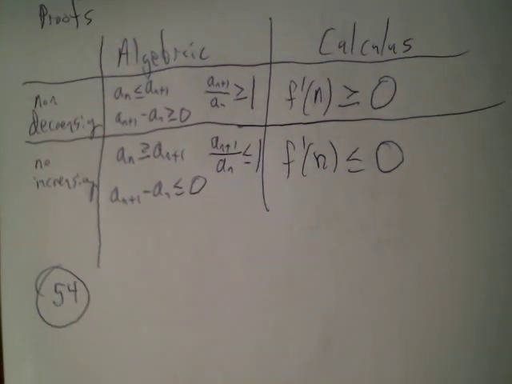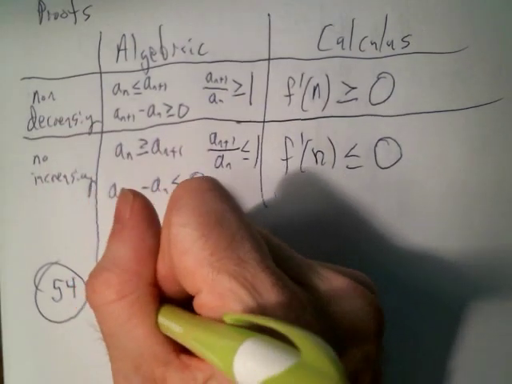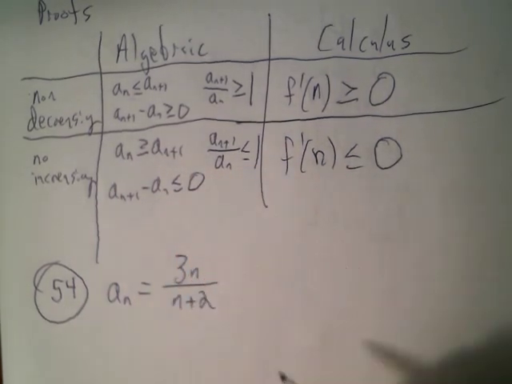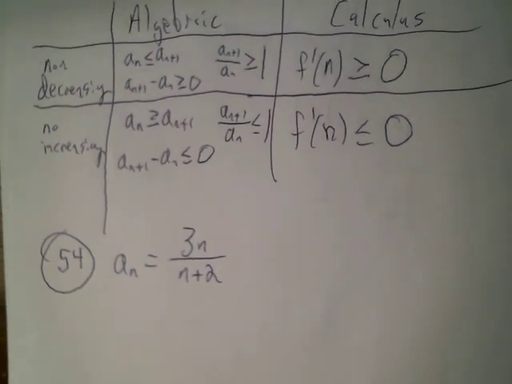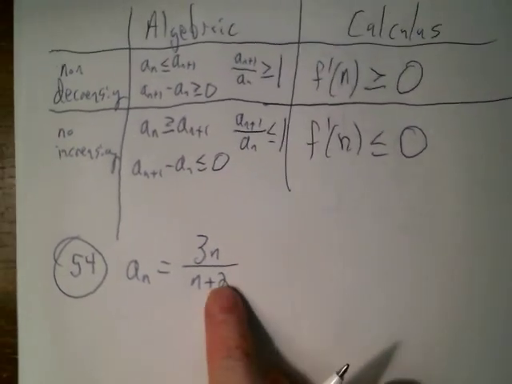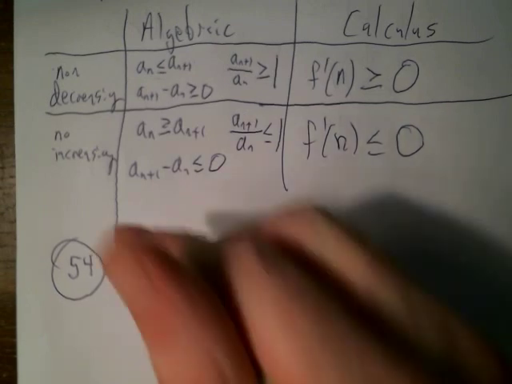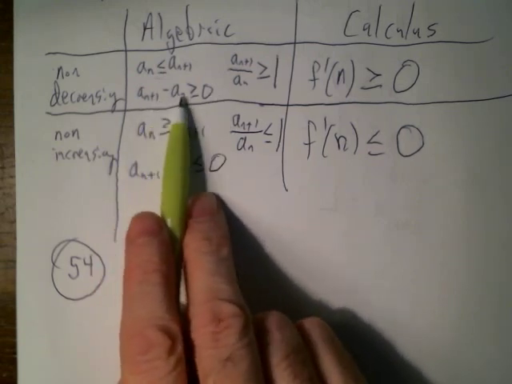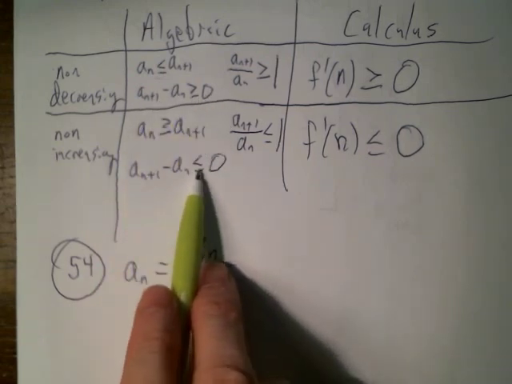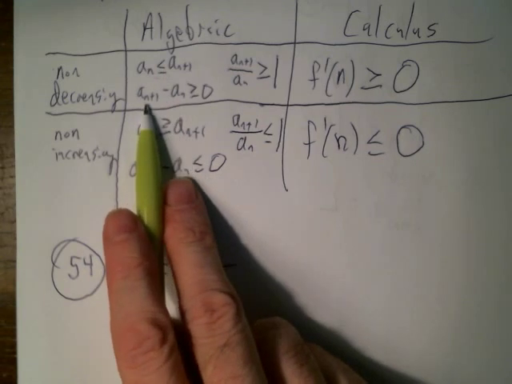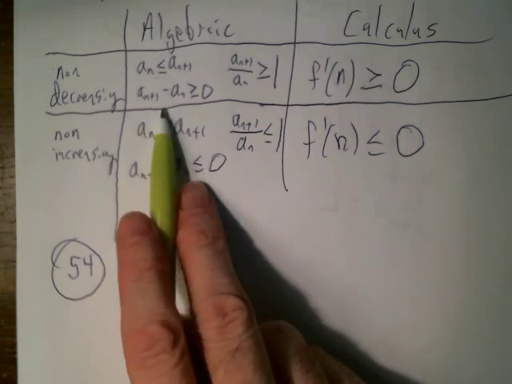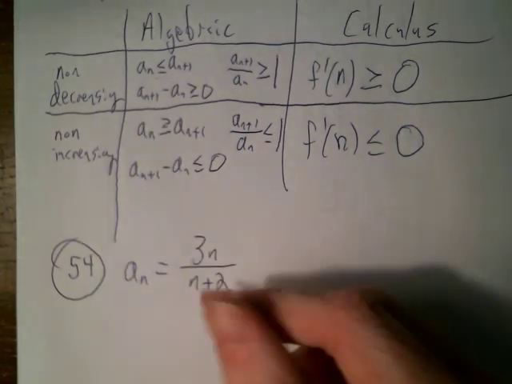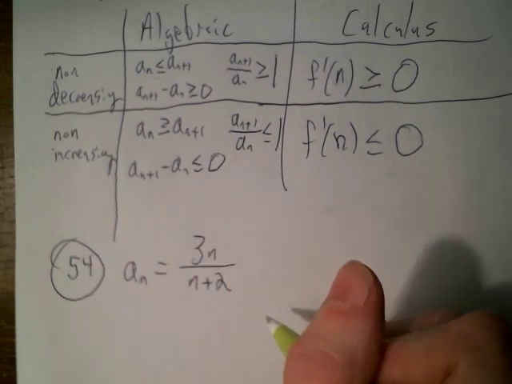Problem 54. A sub n equals 3n all over n plus 2. Okay, so I don't know if it's increasing or decreasing, or non-decreasing, non-increasing yet. So what you do is investigate this expression and see if it is greater than or less than 0. If it's greater than, it's not decreasing. If it's less than, it's not increasing. Okay, so let's consider a sub n plus 1 minus a sub n.